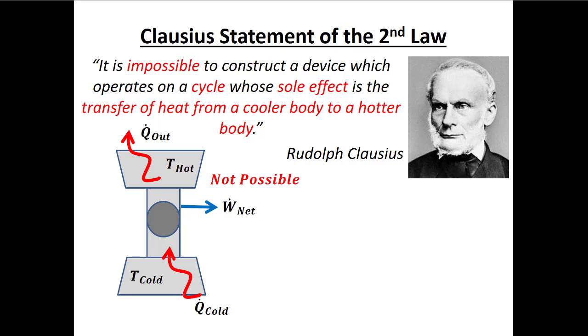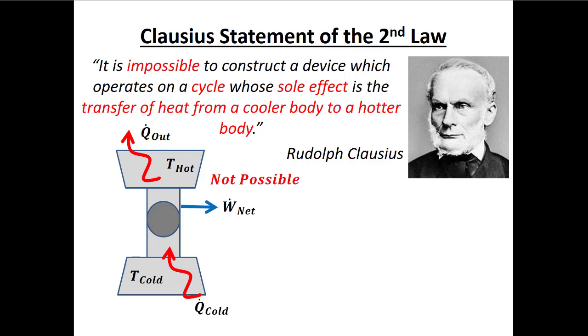So we had one statement for these heat engines, right, where we're putting heat in and we're getting work out, right? But there's also this Clausius statement of the second law, and it's another one that's kind of confusing if you just read it, right? So I'll try to explain what I understand it to mean, right? And here it says, it is impossible to construct a device which operates on a cycle. So again, this is like a thing that's running continuously, whose sole effect is the transfer of heat from a cooler body to a hotter body.